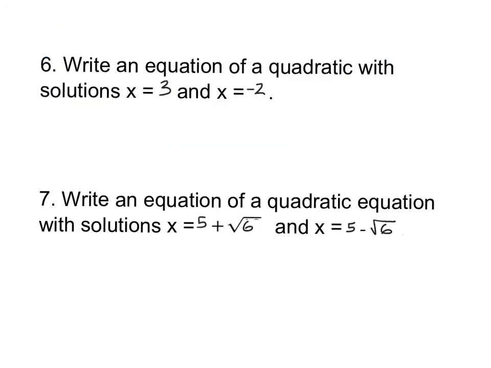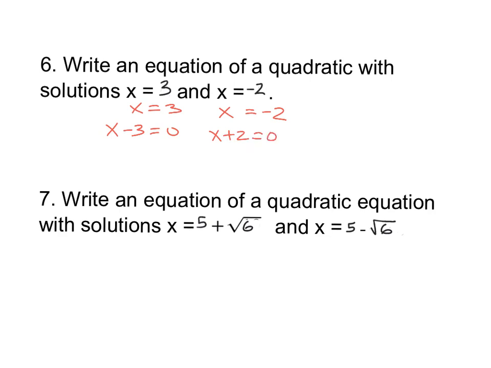All right, so these are the same exact problems as yesterday. I just changed the numbers around. So I want you to try it on your own this time. So we're writing the equation. So we start with x equals 3. And remember, we're going backwards. So when you solve, you're setting the factors equal to 0. So x minus 3 equals 0. x plus 2 equals 0.